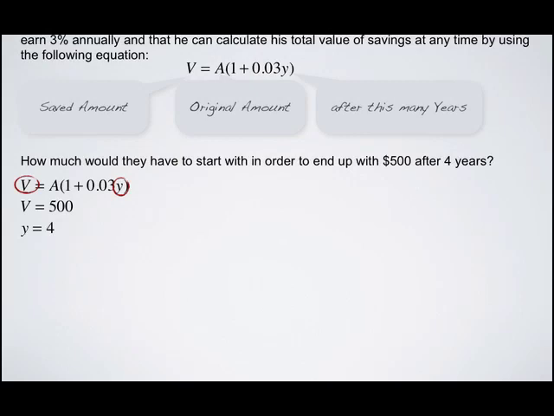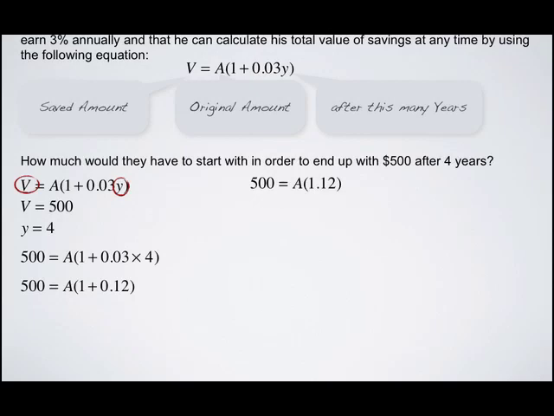solve for A. When we do the substitution, we have 500 is equal to A multiplied by 1 plus 0.03 times 4. We'll carry out the multiplication in brackets first. This is 500 is equal to A multiplied by 1 plus 0.12. We'll also carry out the addition in the brackets. So we have 500 is equal to A times 1.12.